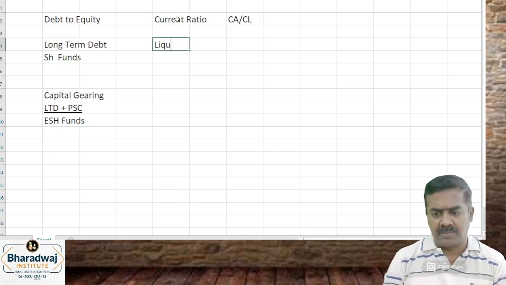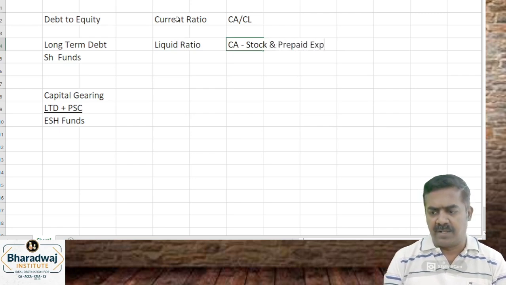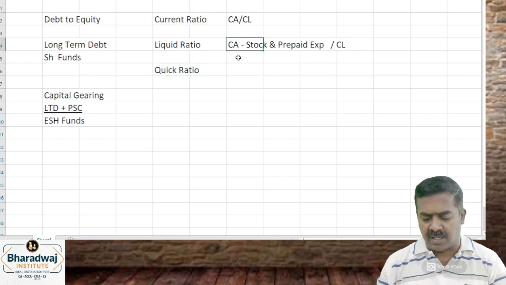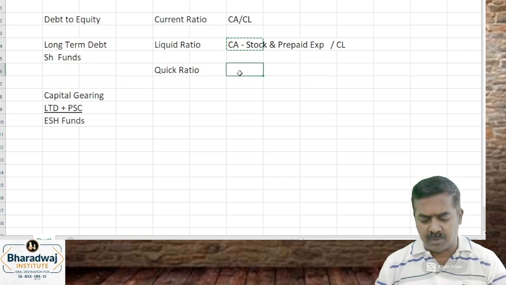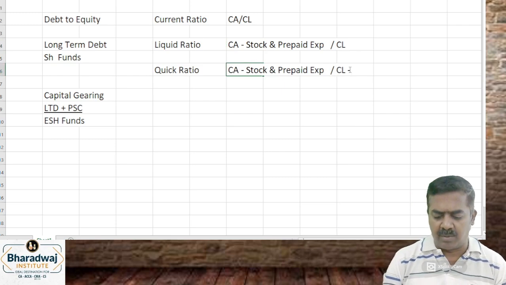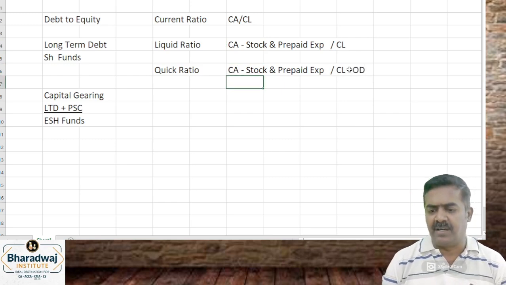Liquid ratio. Current assets minus stock and prepaid expenses will give us liquid assets divided by current liabilities. You work out something called as quick ratio. That is nothing but current assets minus stock and prepaid expenses will give us quick assets divided by current liability minus bank OD. That will give us quick liabilities.